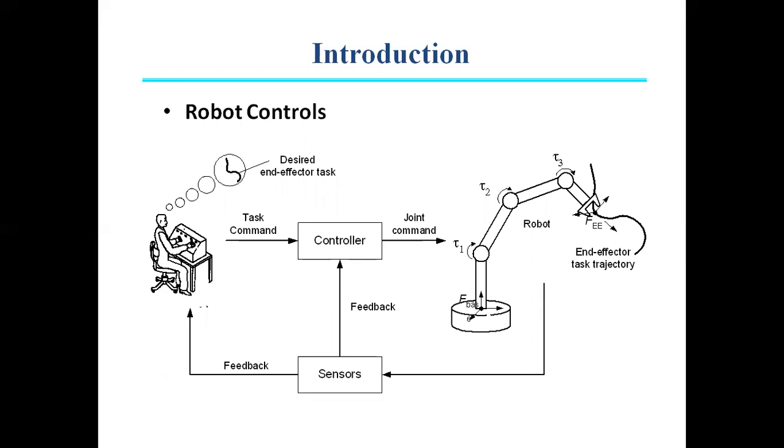We give the task command to the controller, which produces a joint command for the end effector task. We also have a sensor to get feedback, and based upon the feedback, the operator gives the task command. In order to attain the desired end effector task, we have robot controls overall.